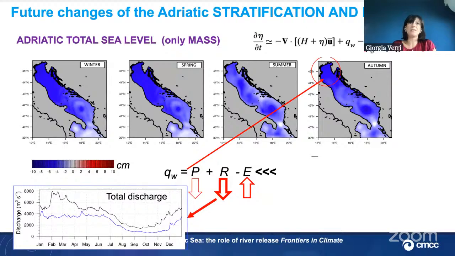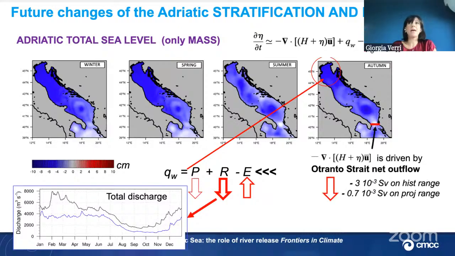So looking at the water exchange and the volume fluxes at the air-sea interface, these are basically positive defined because they are defined in terms of precipitation, runoff, and evaporation fluxes. But we expect a decrease of this volume flux entering through the air-sea interface. And we also expect that the net outflow, which characterizes the Otranto Strait, will decrease. So the net outflow is also confirmed over our projection range. It will decrease with respect to the historical range, but not enough to compensate the decreasing volume flux at the air-sea interface. So at the end, this means that the mass component of the Adriatic total sea level is expected to decrease in the midterm future.